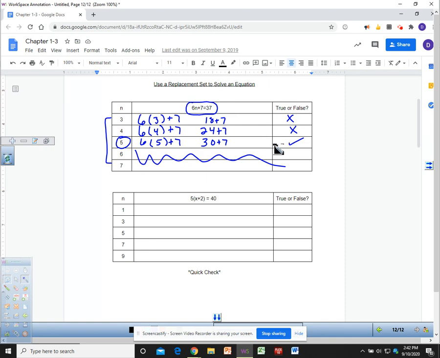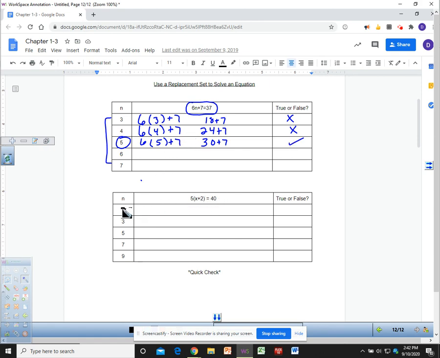Now, there will be times that none of them work. If none of them work, that is a no solution. So that is good to check. But we did find one that worked. So once we found one that worked, we're done. We got the one we need.